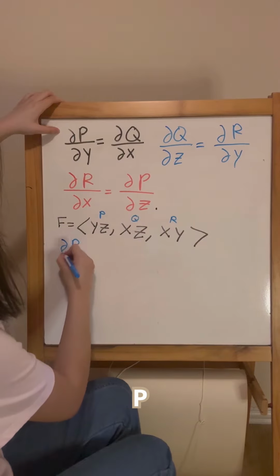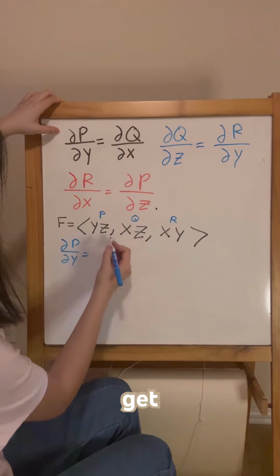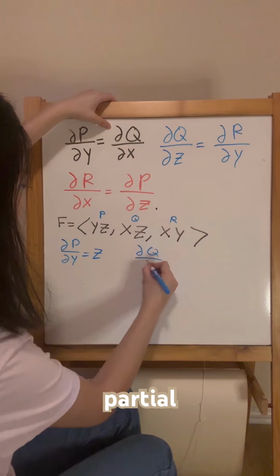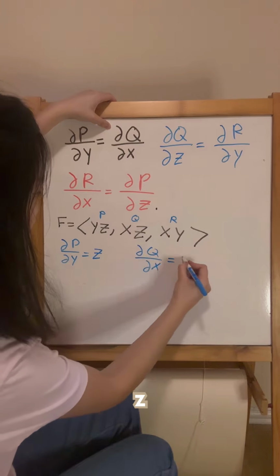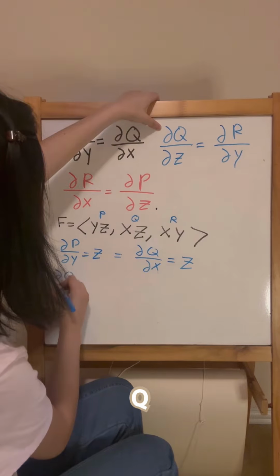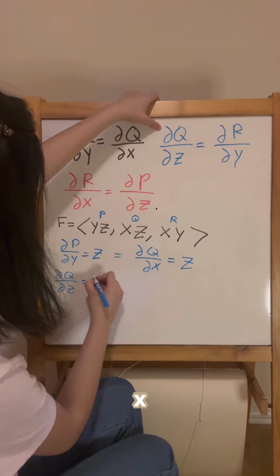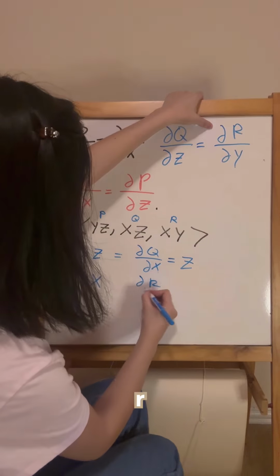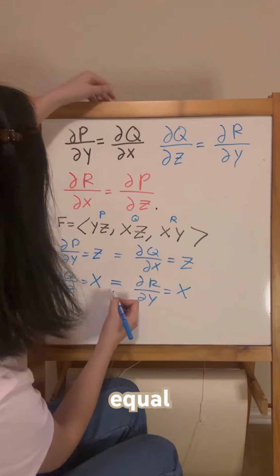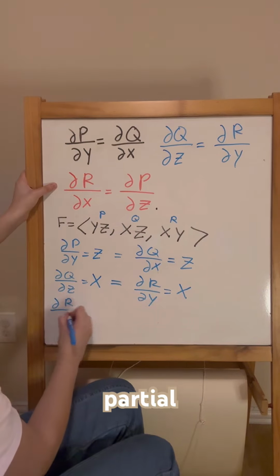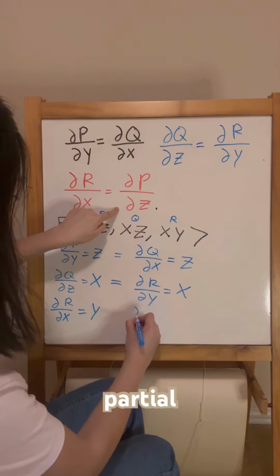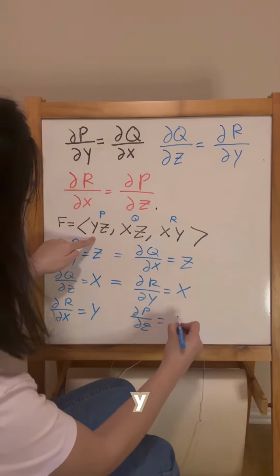So partial P, partial Y, we get Z, partial Q, partial X, Z. So these both are equal. Partial Q, partial Z, X, partial R, partial Y, X as well. So these equal. Partial R, partial X, Y, partial P, partial Z, Y again.